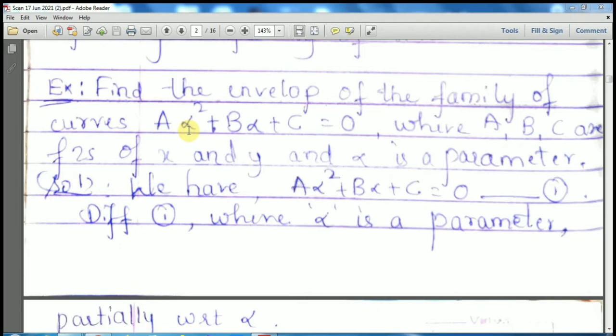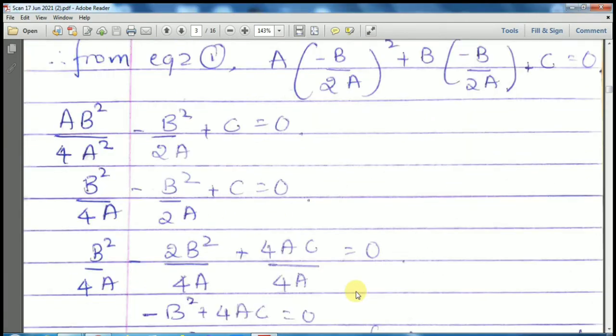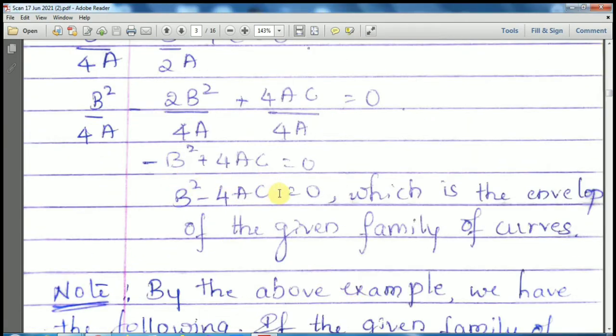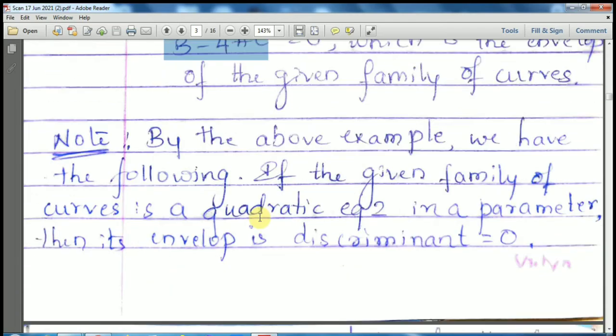Here alpha is a parameter. Suppose we need to find out the envelope of this family of curves, then we'll get a particular family as b square minus 4ac, which will become the envelope of the given family. That means this is called a discriminant, right? This discriminant being 0 is the property.